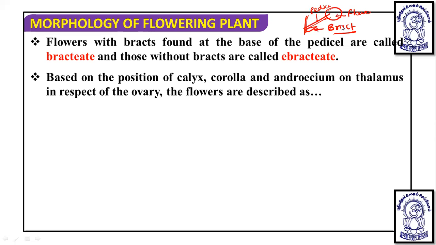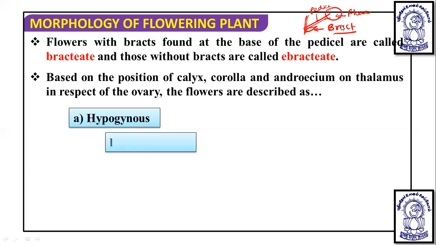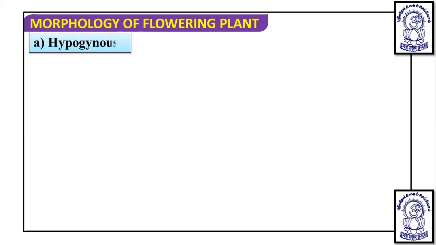Now, after this, next we are going to describe the flower on the basis of the position of calyx, corolla, and androecium on the thalamus with respect to the ovary. Means these three organs like calyx, corolla, and androecium are originating or positioned above the ovary, below the ovary, or at the same level of the ovary. On the basis of that, it is described. The first type of flower which we study is hypogynous, then we will study perigynous, and we will study epigynous. First, which we are going to discuss is the hypogynous flower.